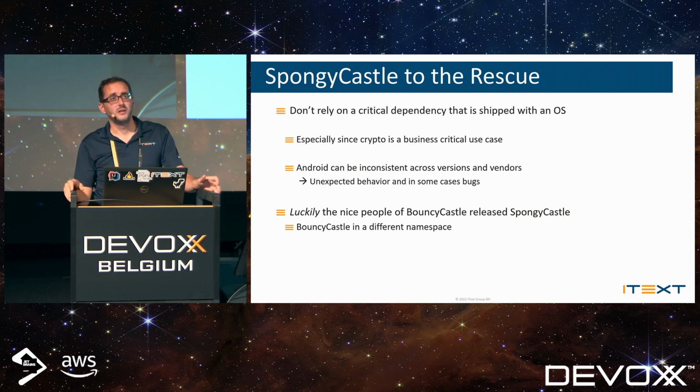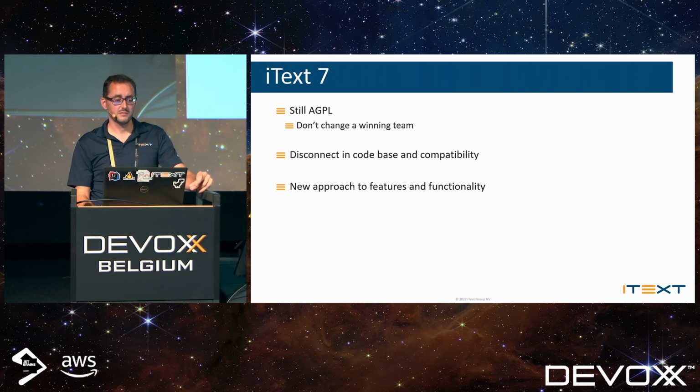Additionally, Android can be a bit finicky across versions and vendors. So unexpected behavior, as mentioned, we did get some bugs from customers back then. So it's Bouncy Castle in a different namespace. That's awesome, right? So those were the two big things that we came across for iText 5. And I'll explain to you later on how we got to that point, how we implemented that specifically, the changes there. And then iText 7, how is iText 7 different from iText 5?